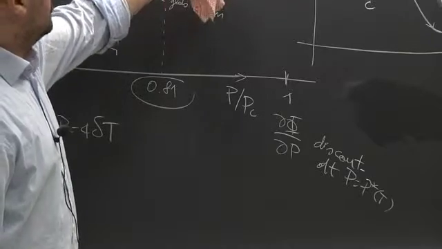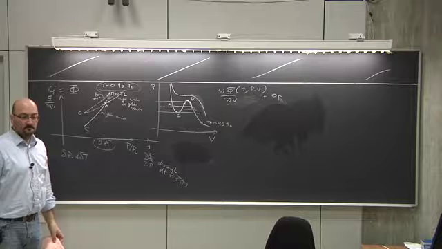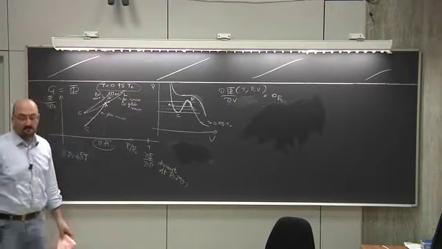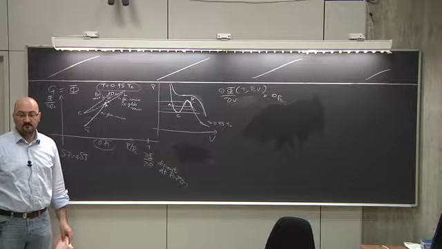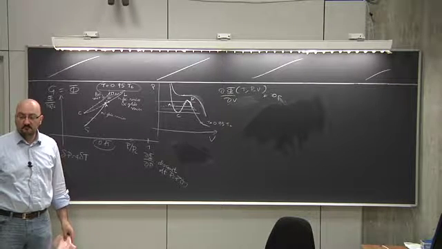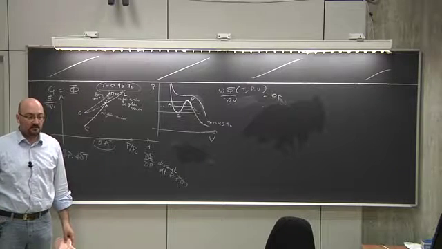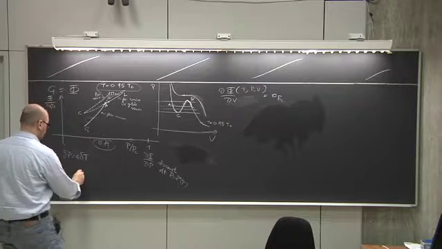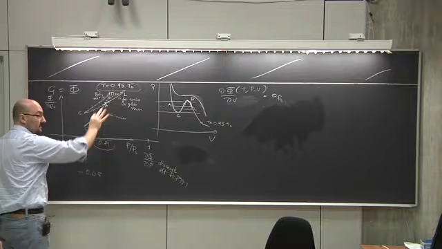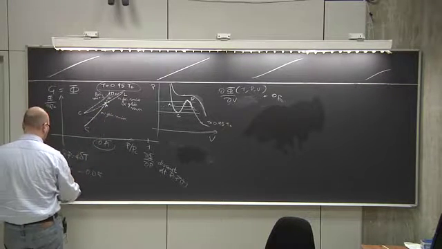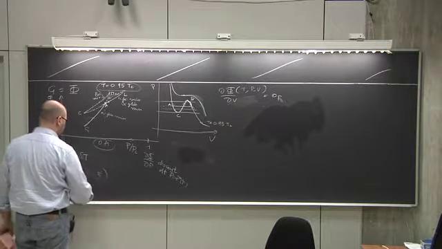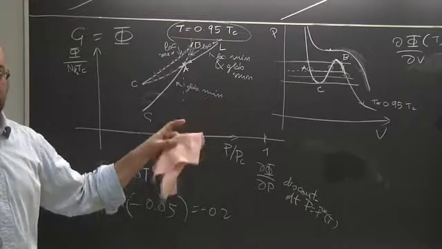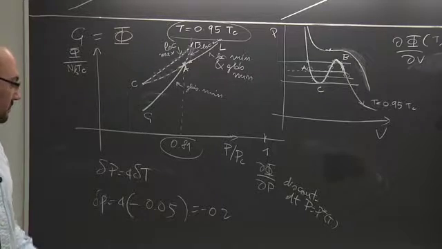Okay, so here, what is dt? It's t minus tc, right? Divided by tc. So it's negative. So it's minus 0.05 in this particular example. So dP should be equal to 4 times minus 0.05, which is minus 0.2. So the prediction of that approximate form that we had was that dP is minus 0.2.